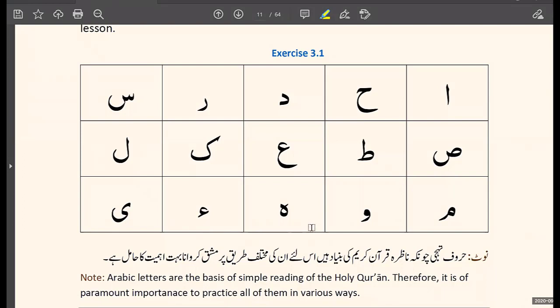Now, in this way, go to the third column and bottom to top, please. Ha, Ain, Dal. Okay. And now the second column, top to bottom. Ha, Ta, Waw. Okay. Go to the second line, left to right. Lam, Kaf, Ain, Ta, Sod. Okay. How many letters without dots? 15. So these are the 15.